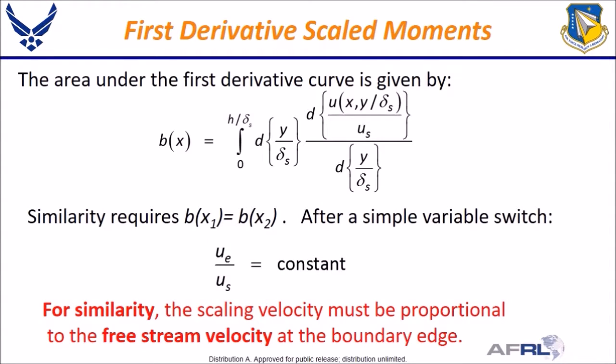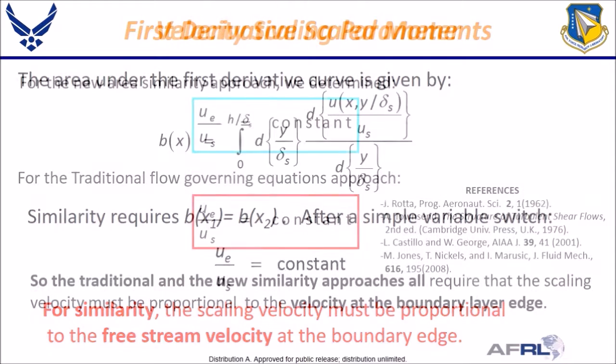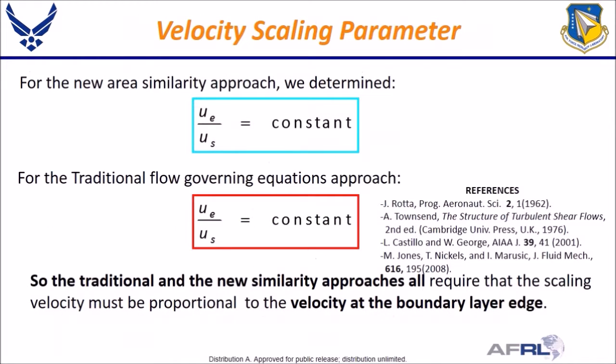So, using our new approach, we have just determined that U sub e must be the velocity similarity scaling parameter. It turns out this same result is obtained in the traditional similarity approach. Refer to the papers listed here. Okay, we now know the velocity scaling parameter. We still need to find the length scaling parameter.